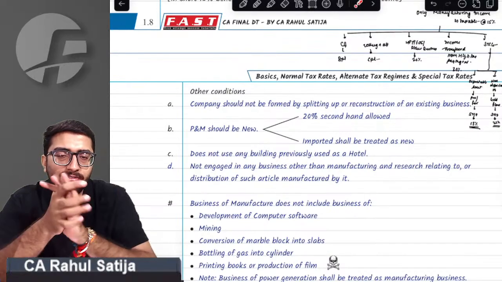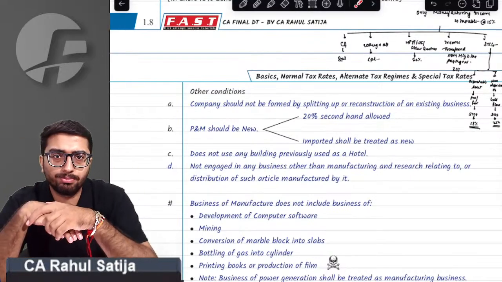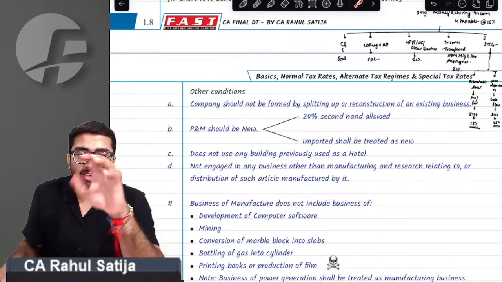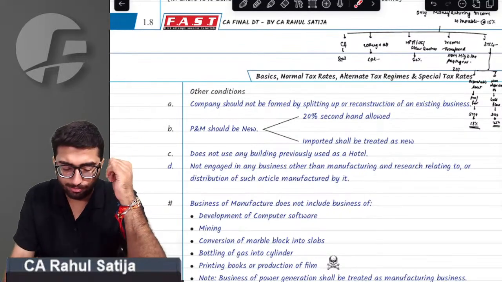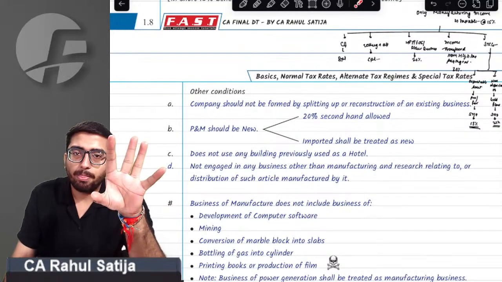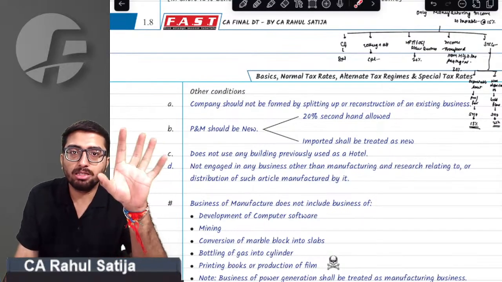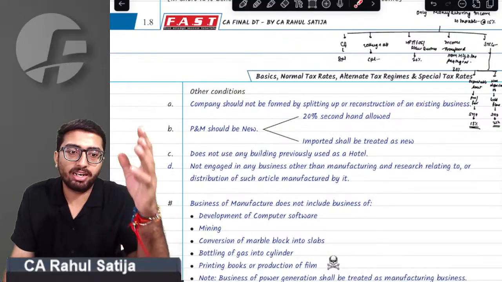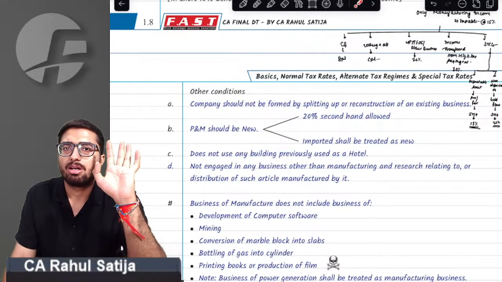Remember, sir, the building in which you are doing business shouldn't have been used previously as a hotel or a convention center. It should be a new building or any building which has not been used for a hotel. We will get the 15% tax rate benefit on manufacturing activities, research related activities, or transportation of such manufactured products. We will be getting that benefit. Otherwise, we will not get any special benefit.